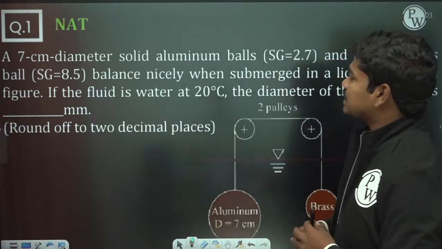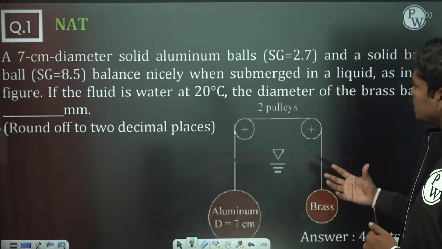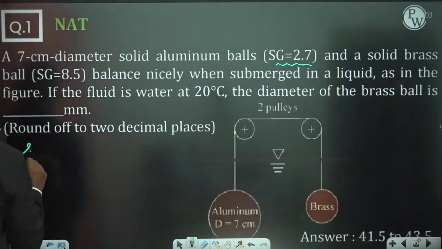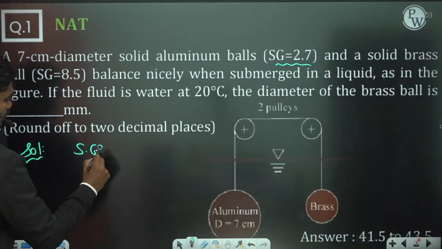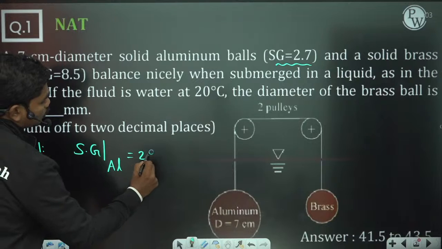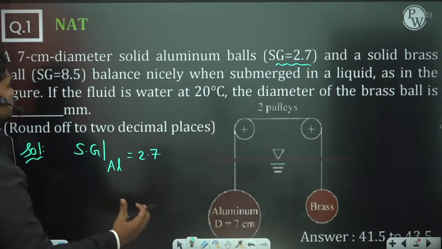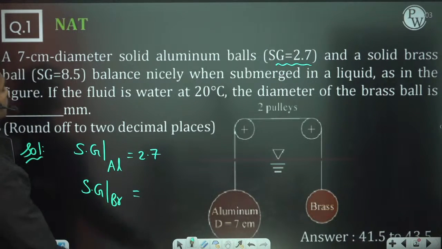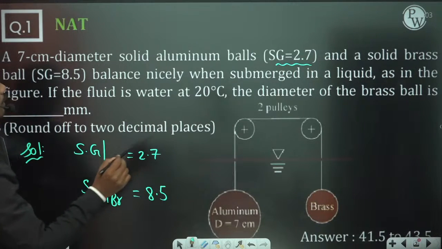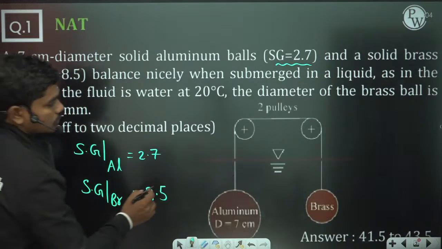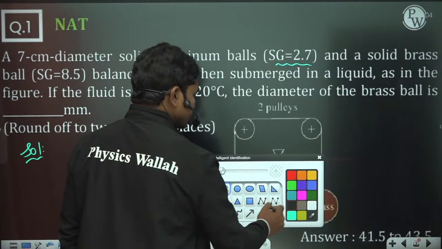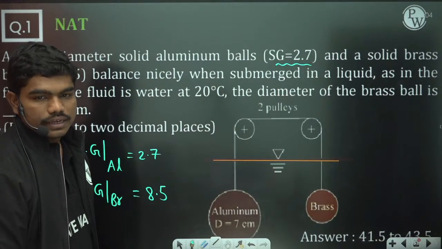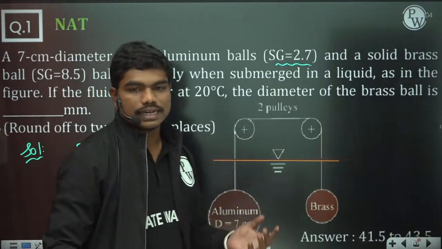If you see, a 7 centimeter diameter solid aluminum ball, specific gravity 2.7. So the specific gravity of aluminum is given as 2.7, and a solid brass ball of specific gravity 8.5. So the specific gravity of brass is equal to 8.5. They balance nicely when submerged in a liquid. You can see there is a liquid free surface line here. If this is a free surface line, then what they are saying is that this aluminum ball and brass ball are balancing each other.